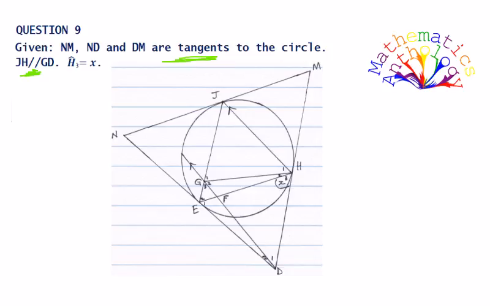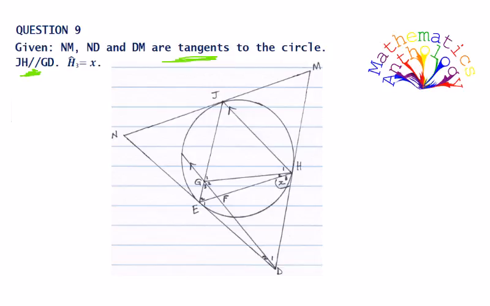So I can see DM is a tangent there. I can see immediately that H3 would equal angle J. My tangent being DM, my chord being HE, so tan-chord theorem, HE makes J at the circumference, so H3 would equal J.